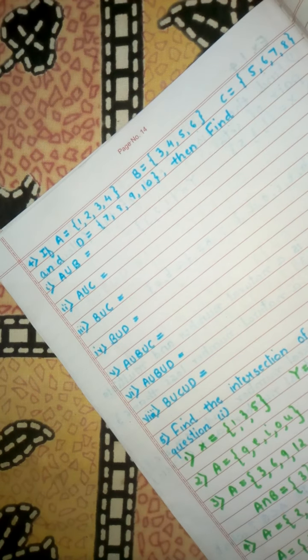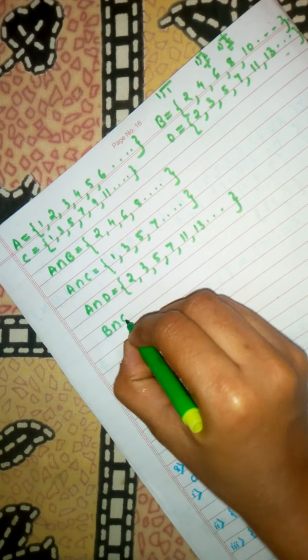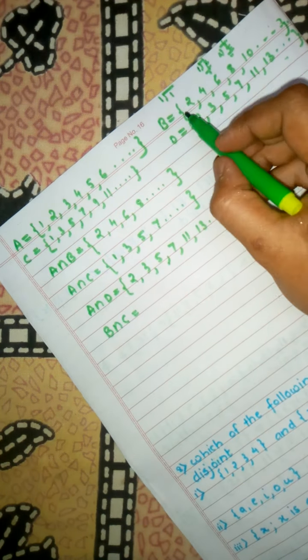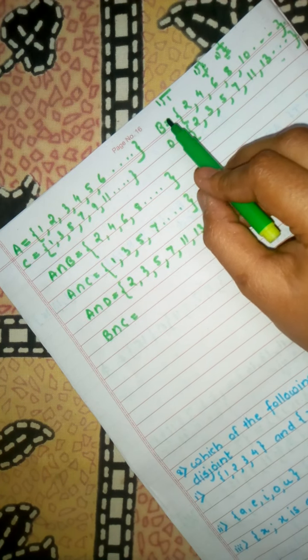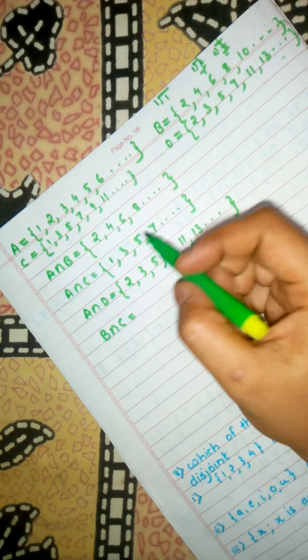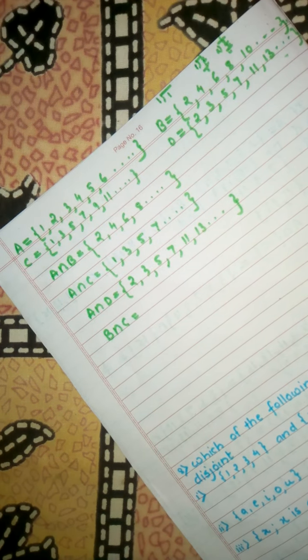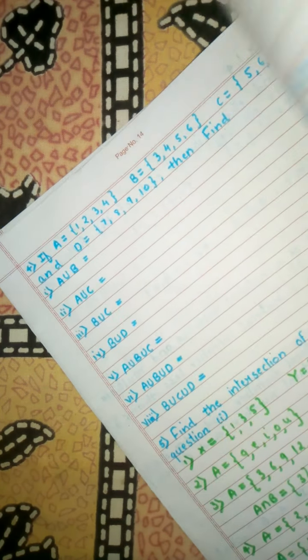Now next is B intersection C. Here this is our B and this is our C. We have seen that B are the even natural numbers and these are odd natural numbers. So we know that both of them are different and there are no common elements in even and odd. So here it will be the empty set.